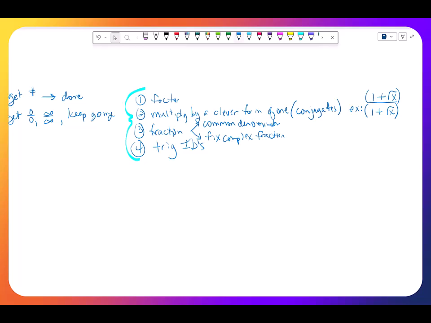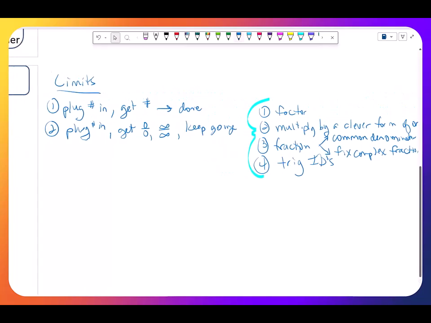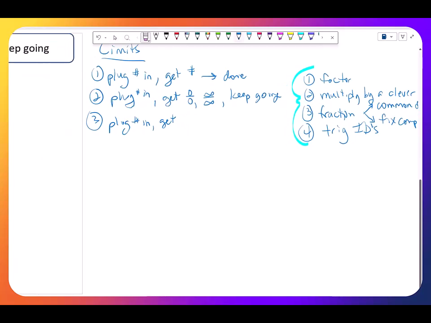Okay, so far we have 2 things that could happen when you plug in. You could get a number, you're done. You could get an indeterminate form, you keep going. The third thing that can happen, and these are the only 3 things that can happen when you plug a number in. That's it. What you get when you plug the number in tells you what to do next. There's no mystery. So plug a number in, and you get a number over 0.